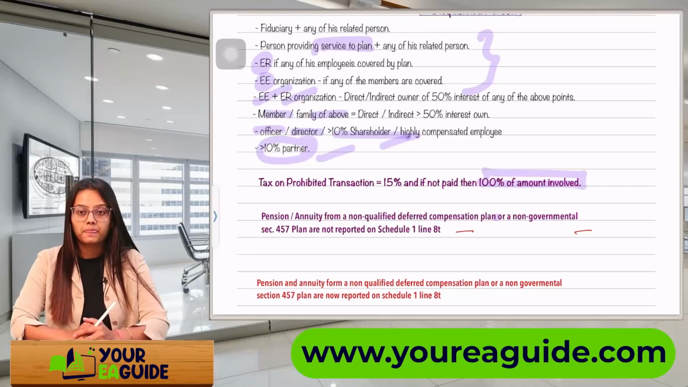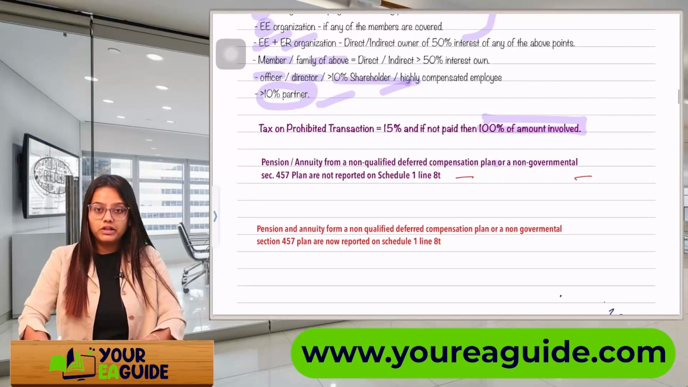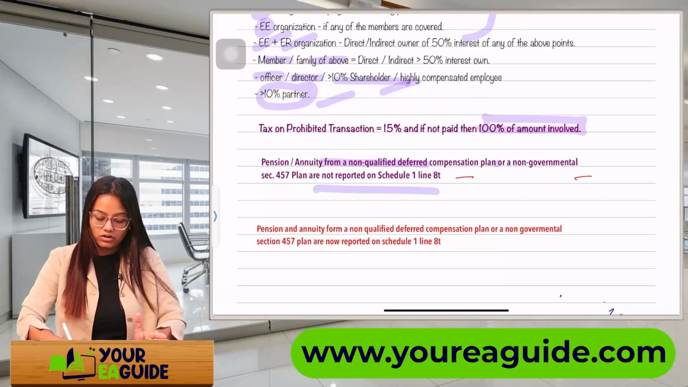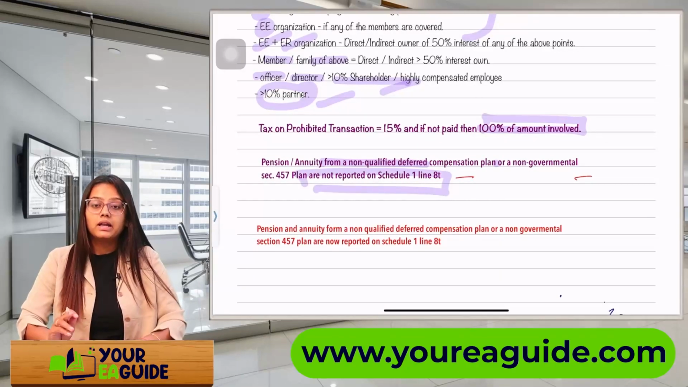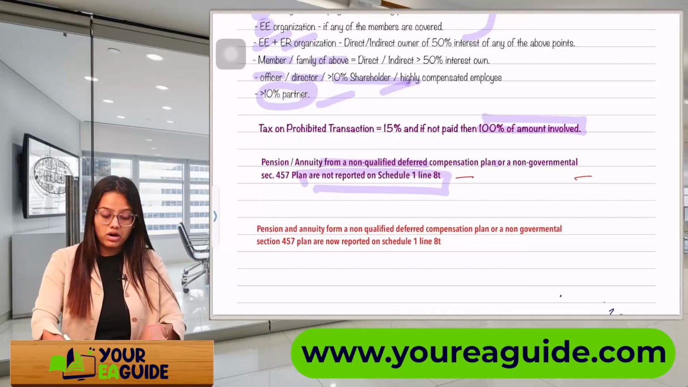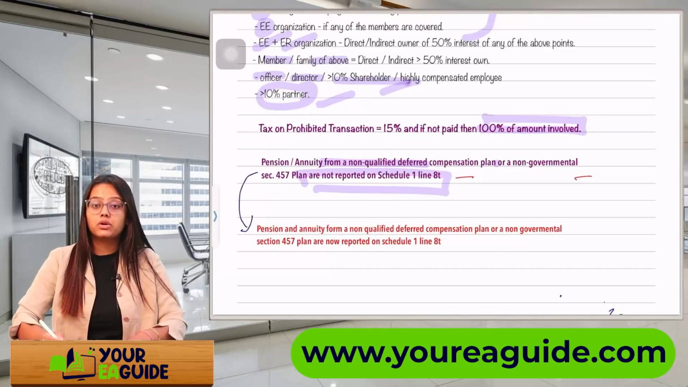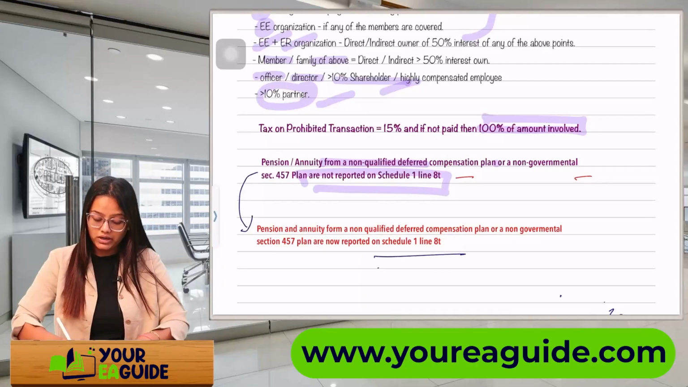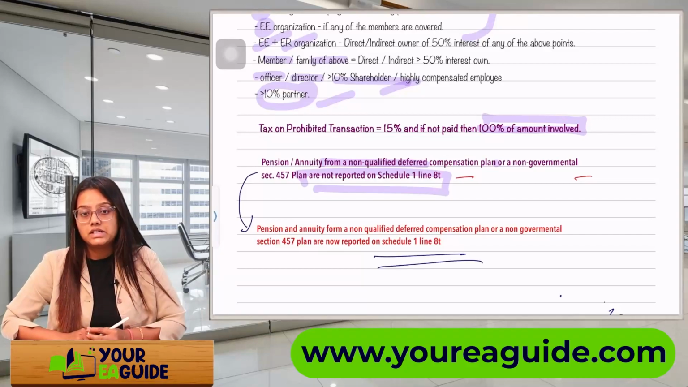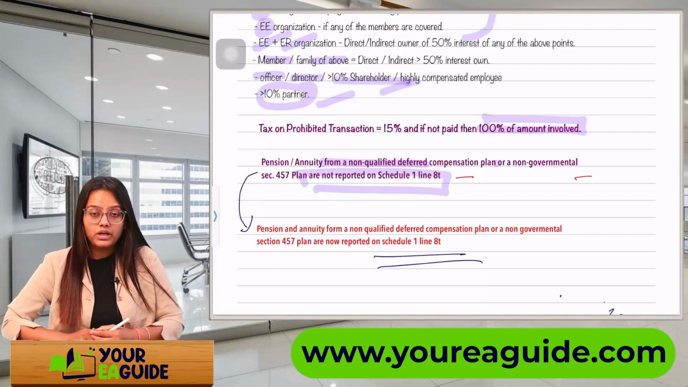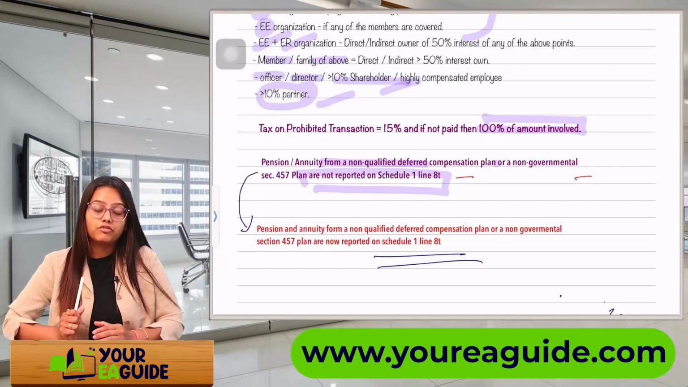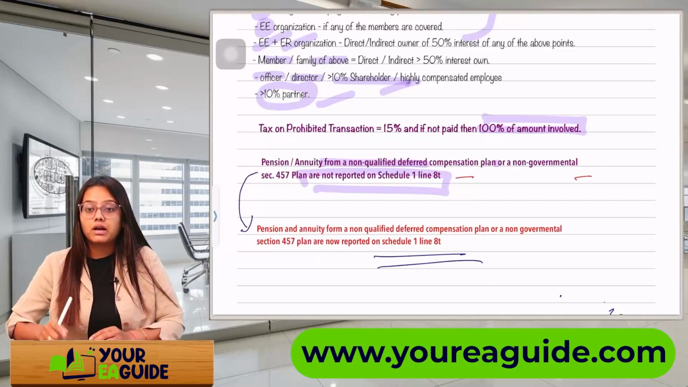Okay, so see, pension annuities from a non-qualified deferred compensation plan or a non-government 457 plan were not reported on Schedule 1, Line 8O, but now according to the amendments it will be reported on Schedule 1 line 8O: any pension or annuity from a non-qualified deferred compensation plan.